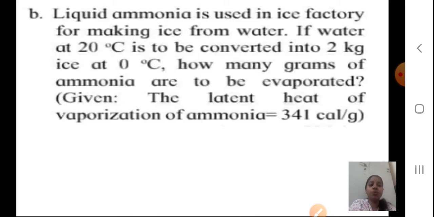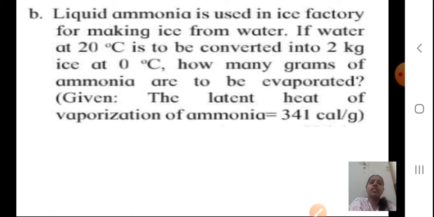Liquid ammonia is used in an ice factory for making ice from water. So I am making ice from water, and I am using liquid ammonia for that. If water at 20 degrees Celsius is to be converted into 2 kgs of ice, which will be at 0 degrees Celsius, how many grams of ammonia are to be evaporated? The latent heat of vaporization of ammonia is 341 calories per gram.